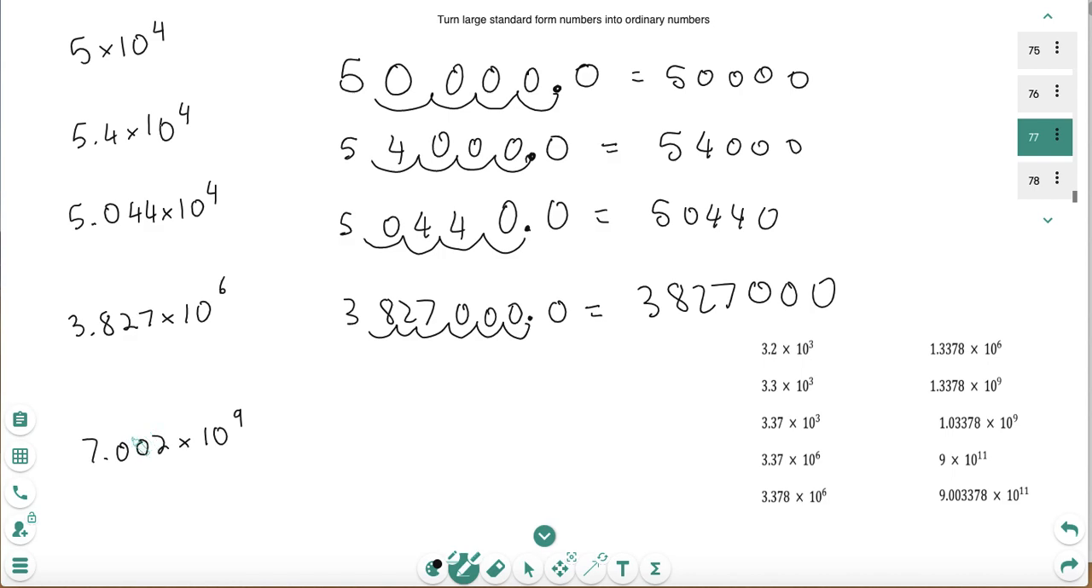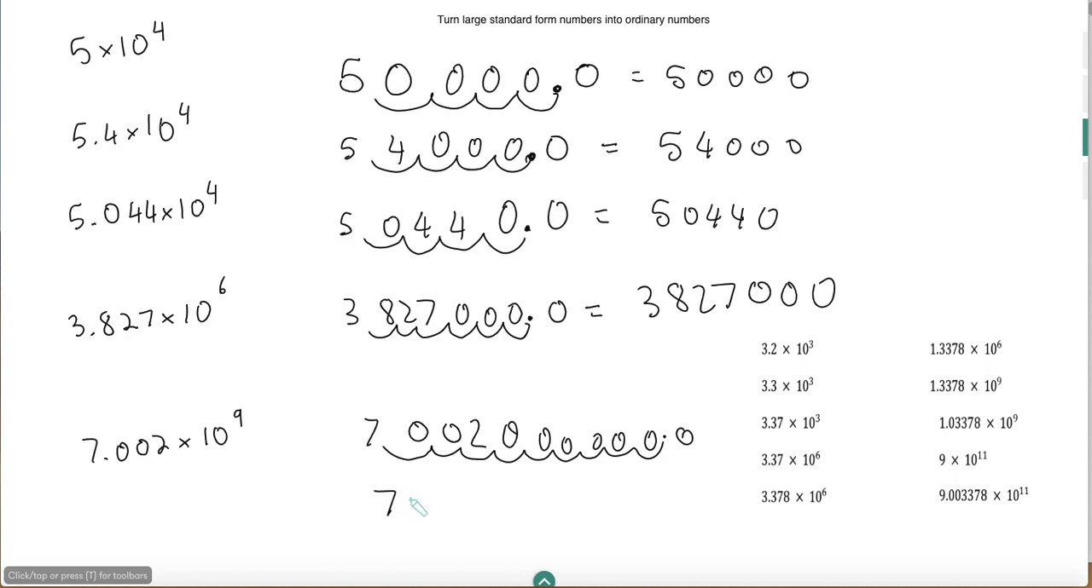Last one, 7.002. Move it 9 spaces, so 1, 2, 3, 4, 5, 6, 7, 8, 9. Add zeros wherever there's a gap. Our old decimal place disappears. It's over here now. 0.0. So we have 7,002,000,000.